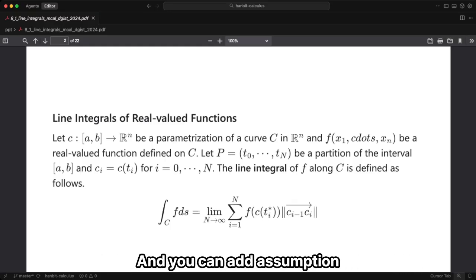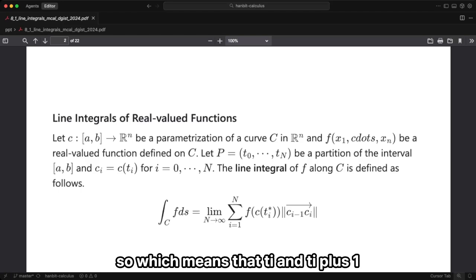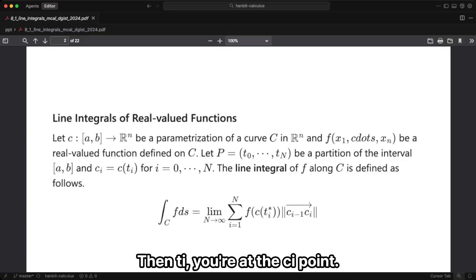You can assume that this partition is equally spaced, which means that the distance between t_i and t_{i+1} is always the same amount. And let's say we have a point at each point t_i. So let's say t is the time parameter, then at t_i you're at the point c_i.